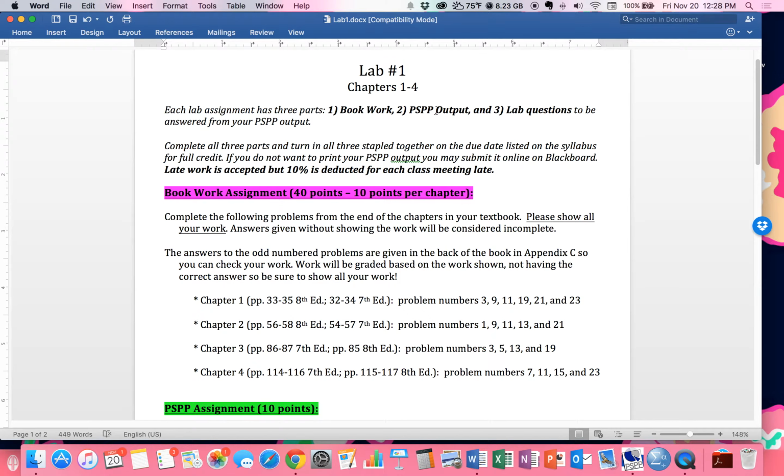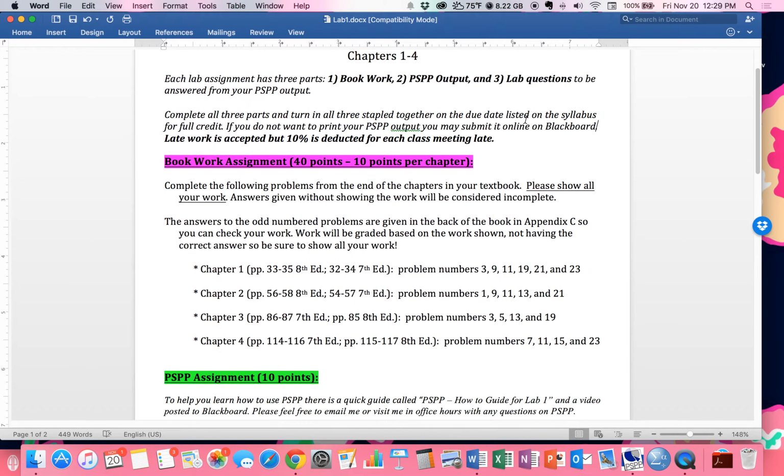And then you're going to have a short PSPP assignment. You will create output in the program. That's what I'm going to show you today. And save it, and you'll answer questions about that output. So you're going to have 3 components to each lab assignment: bookwork, PSPP output, and lab questions.